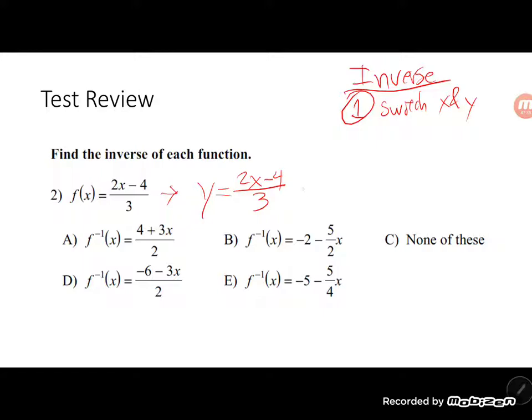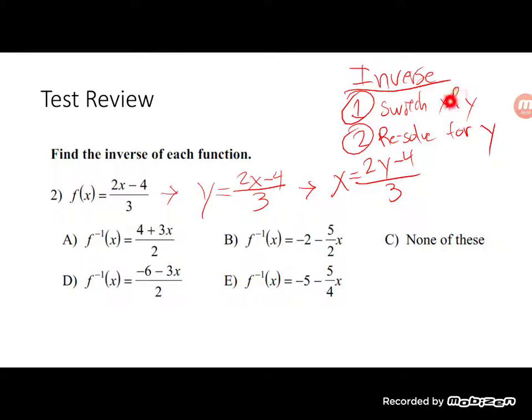Okay, so I want to switch x and y, so I go ahead and I write x is equal to 2y minus 4 divided by 3. Okay, so I switch x and y, and now step number 2, I need to resolve for y. And that's it. Once I resolve for y, I have found my inverse, right? And technically, finding the inverse is just switching x and y, but we just want to get it back into the y equals format.